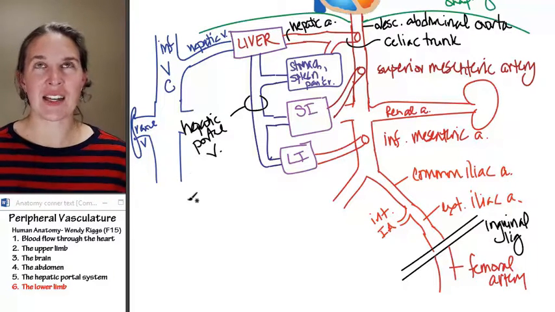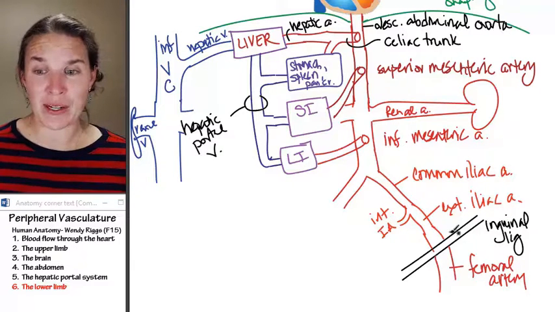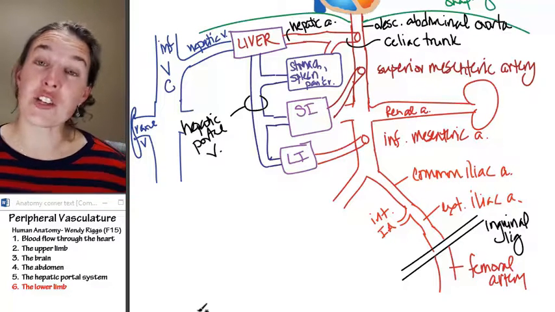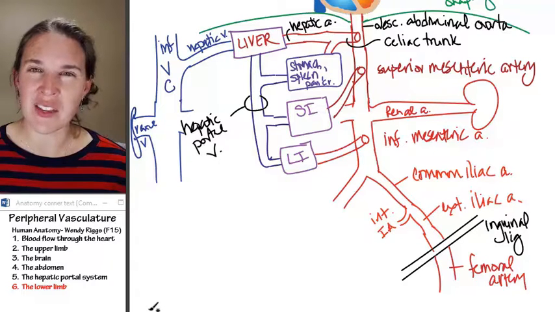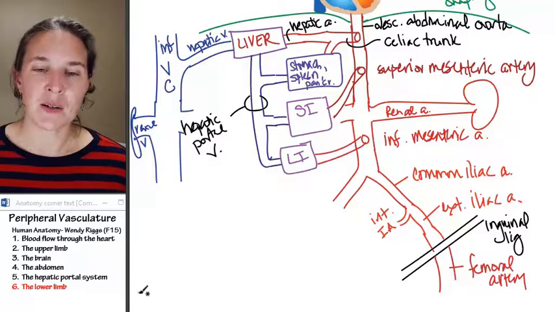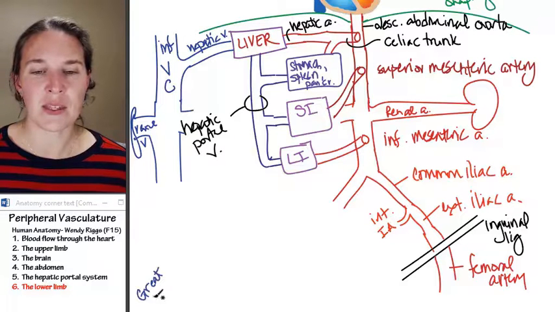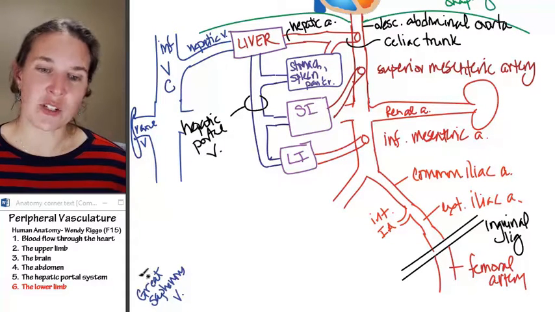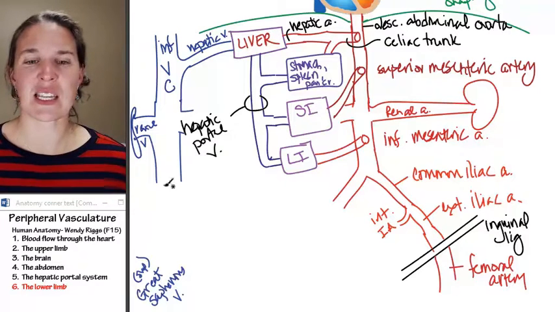And again, I have to draw it backwards so that you know that we took blood out the femoral artery, and then we're going to bring it back in through a superficial vein, which is called the great saphenous vein. Okay, so let's do great saphenous vein, and it's superficial, which just means it's close to the skin.